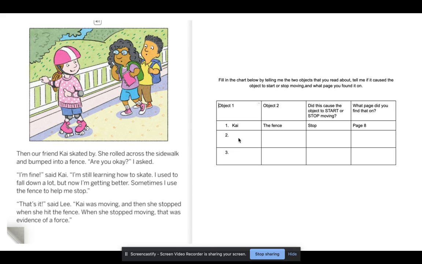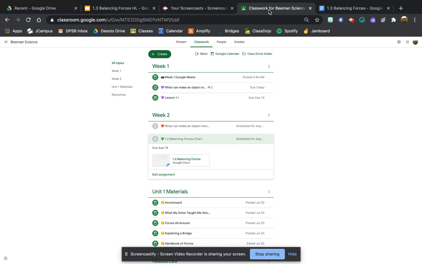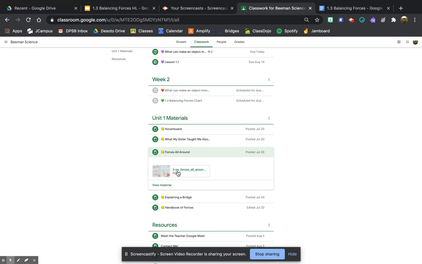Now it's your turn to find 2 other examples from the book. Remember, if you want to find this book and read it on your own, you're going to go to Classwork for Beeman. And if you see Unit 1 materials, it's going to be under Forces All Around, so you can read it all by yourself by clicking on it.